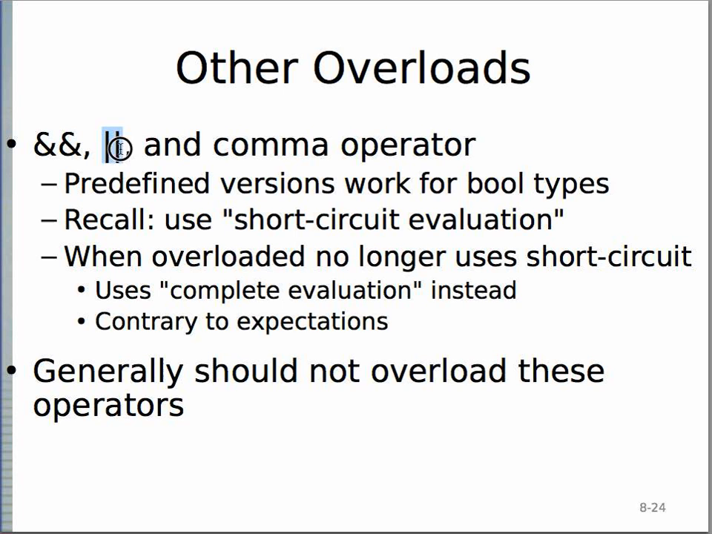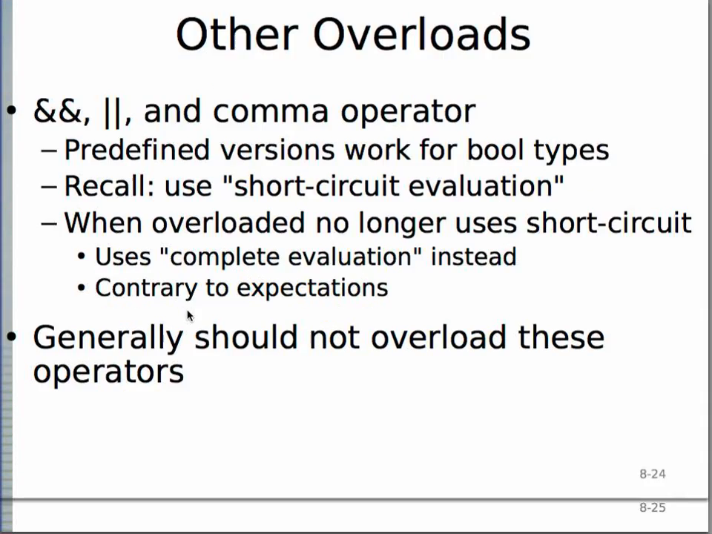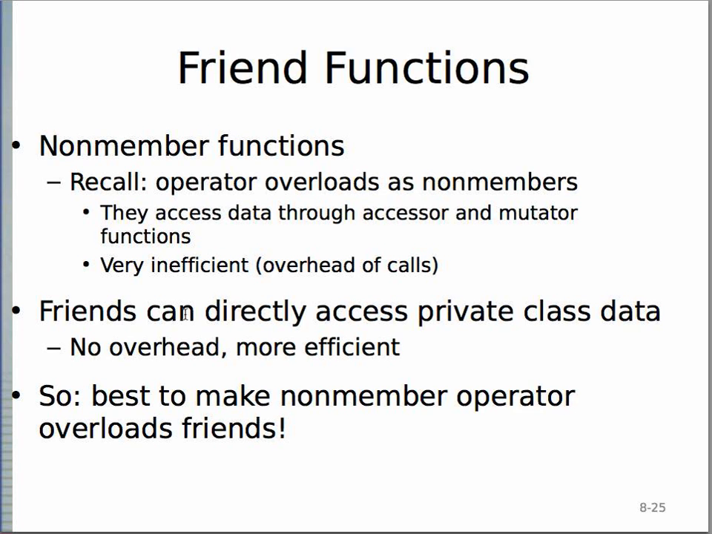Now the OR is just the opposite. Remember that with the OR, if the left-hand side of the OR is true, there's no point in evaluating the right-hand side, and so we don't when we use bool types. However, when you overload it, short circuit evaluation is no longer valid, and so we use complete evaluation. That is, even if the left-hand side is true, we still evaluate the right-hand side. Generally, there's no reason to overload these operators. Almost always you can get by without having these overloaded operators. Okay, next up we look at friend functions.